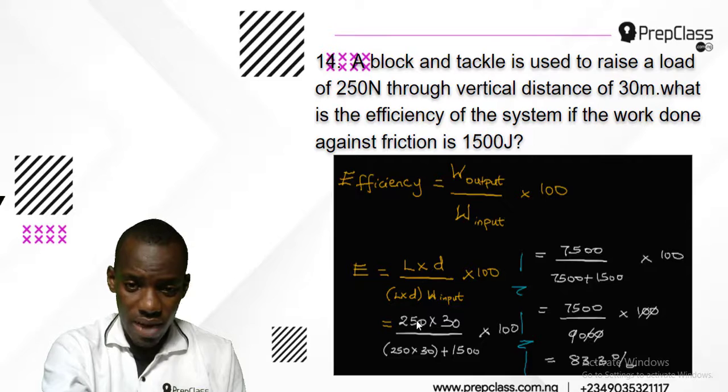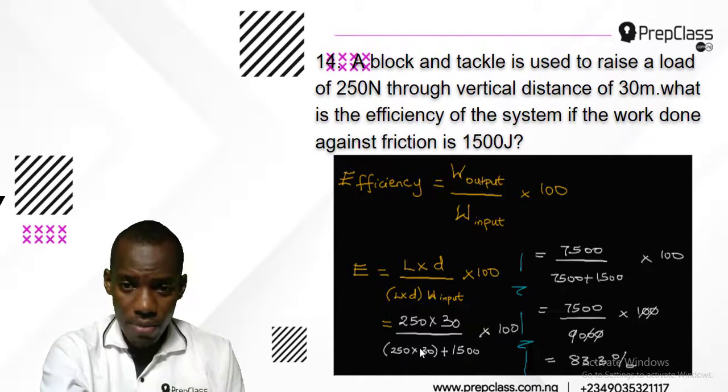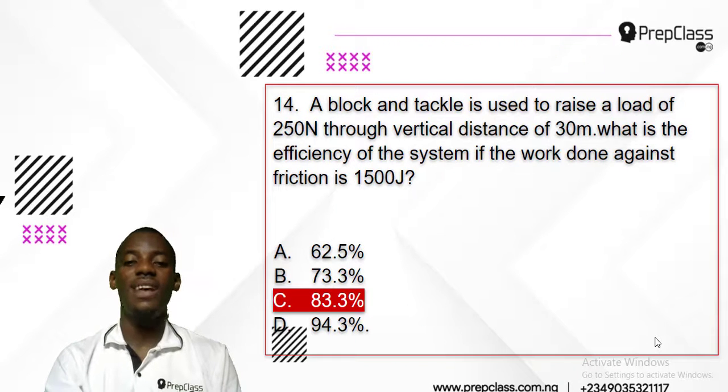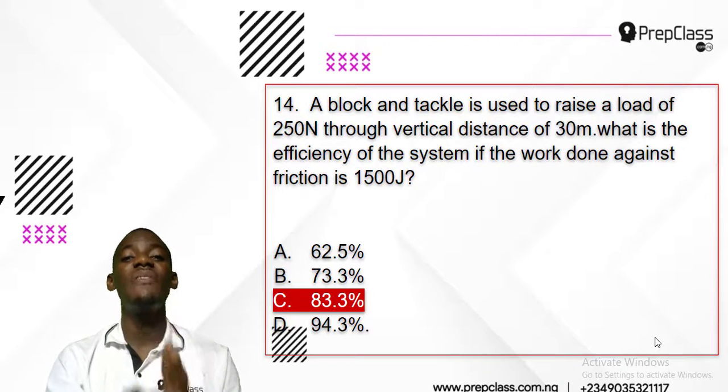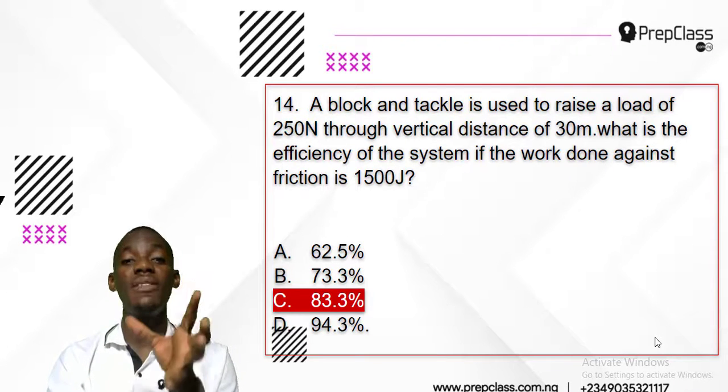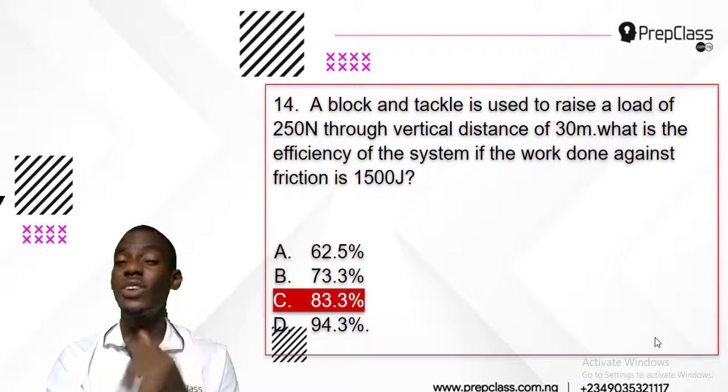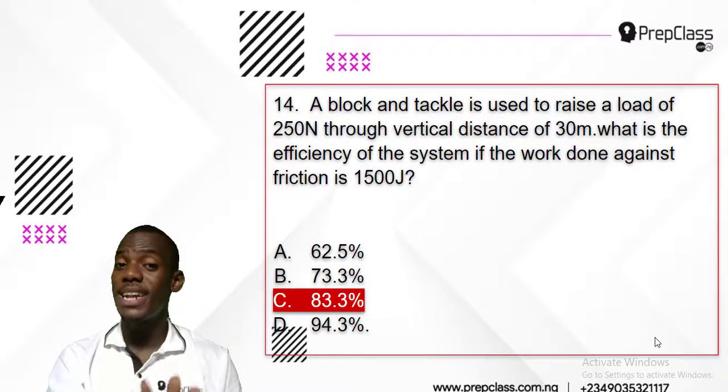That will give 250 times 30 is 7,500 over the work output again, 7,500, plus the frictional work, 1,500, and that will give me 7,500 over 9,000 times 100. The zeros cancel. If you cut this, you'll be left with 7,500 over 90, and that will give you 33.3%. And that is the answer for that question. Don't forget that the efficiency of a machine is work output over work input times 100. Work output can be given, and work input is work output plus frictional work. And that is the big lesson here.